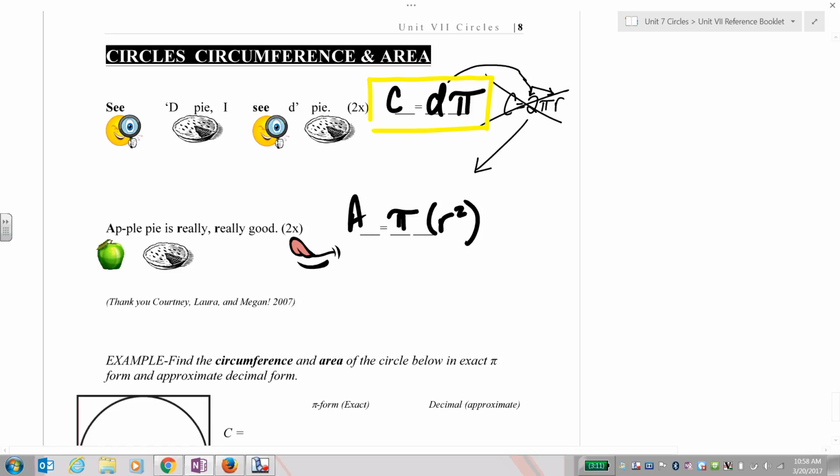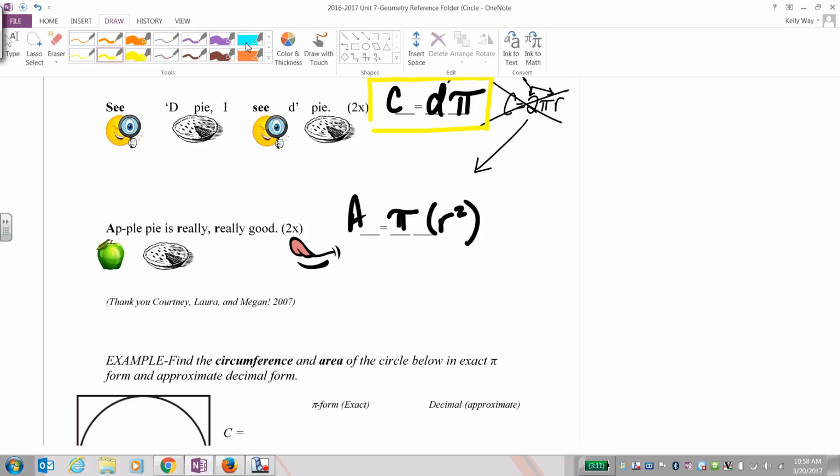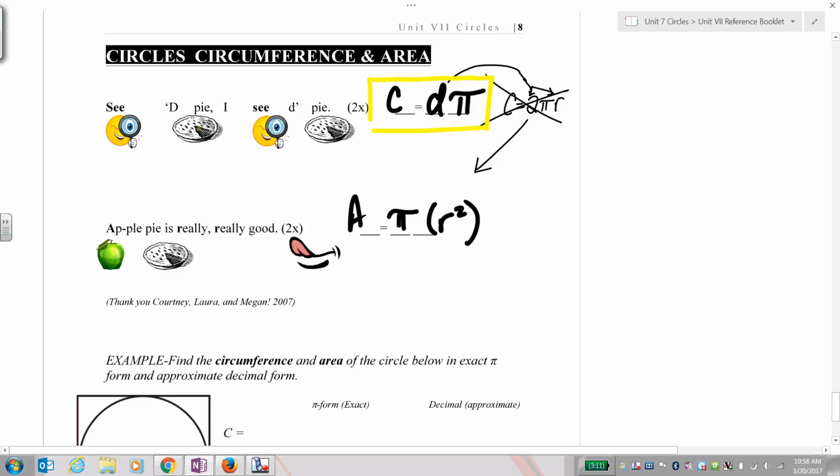Try it again. C equals D pi, I see D pi. Apple pie is really, really good. And so on it goes. I'll help you. Apple pie is really, really good.